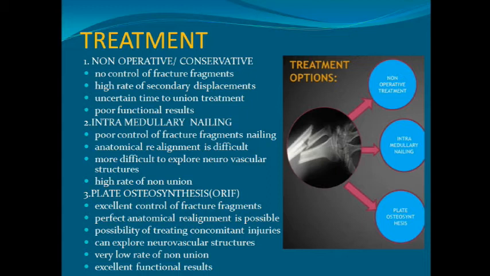The second option is intramedullary nailing. We have radius and ulna nails, specialized thin nails. They are somewhat square in cross section. We do nailing in shaft forearm fractures. What are the demerits of intramedullary nailing? Here also we do not have any control over the fracture fragments. Anatomical realignment is difficult, and it is more difficult to explore neurovascular structures.